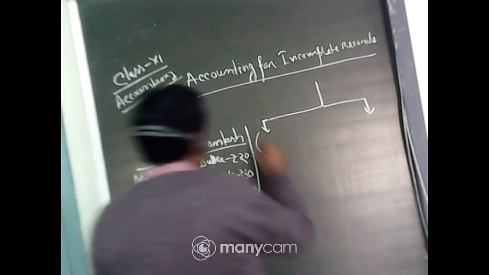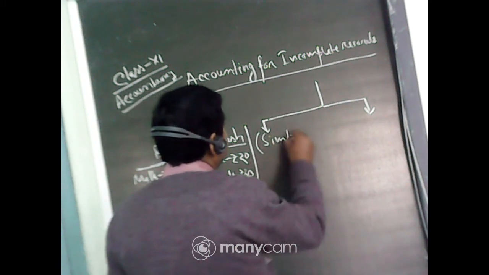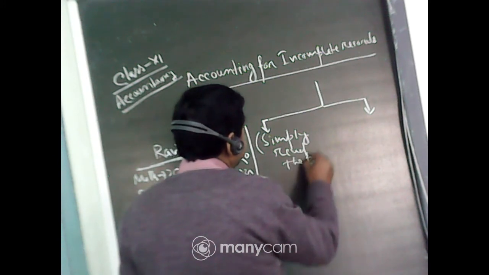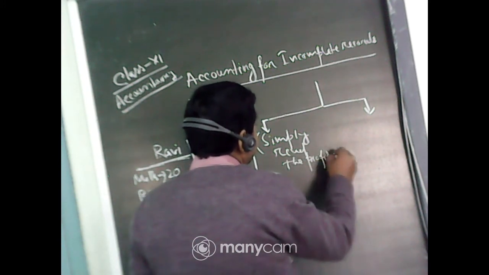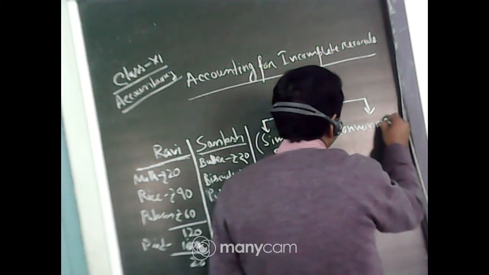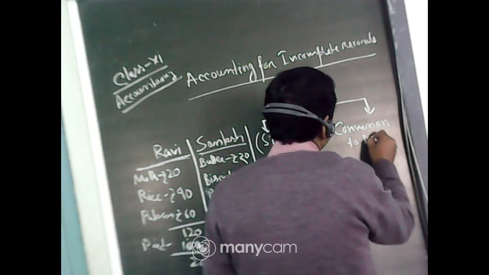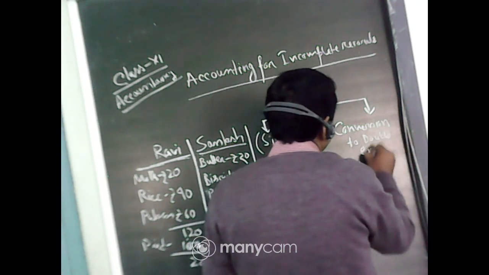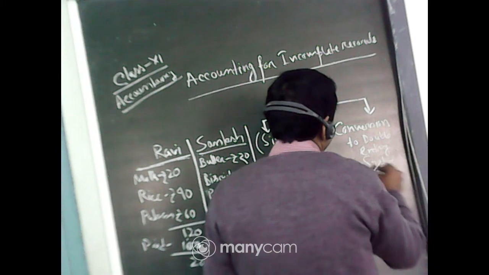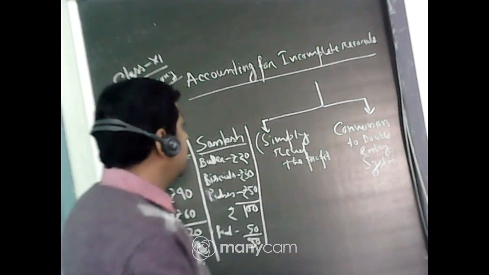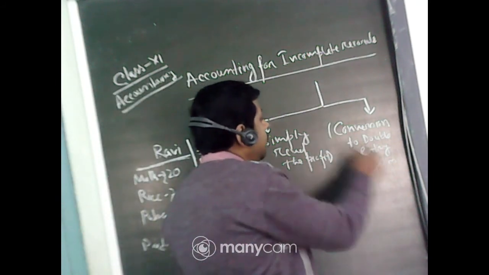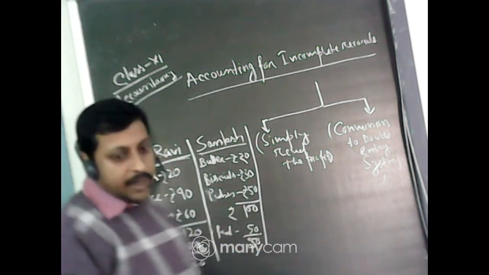That is simply reveal the profit, and another is conversion to double entry system. Okay, there are two types of accounting you have to do. One is simply to reveal the profit, and one is conversion to double entry system. Now, when is conversion to double entry system needed?